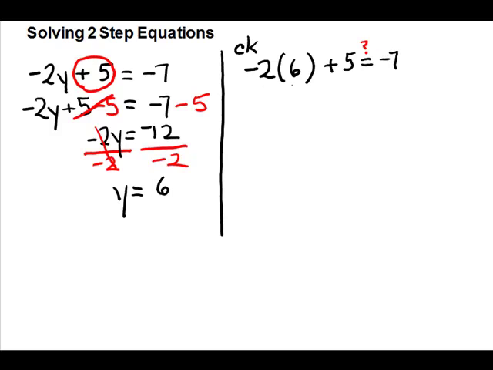So we clean up on the left, so we get a negative 12 plus 5. And those are different signs. They're going to subtract, sign of the larger. So that's negative 7. And this side was already cleaned up. We did get a true statement, so that means we have the correct answer. 6 is the solution. If we get a false statement here, we have the wrong answer. We should rework the problem.